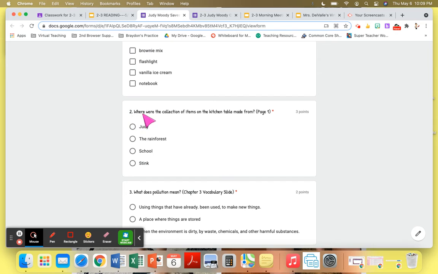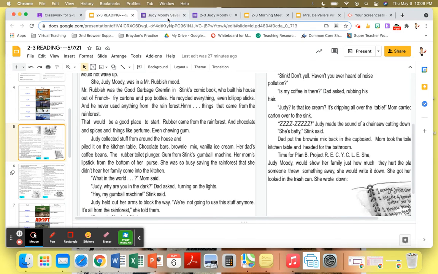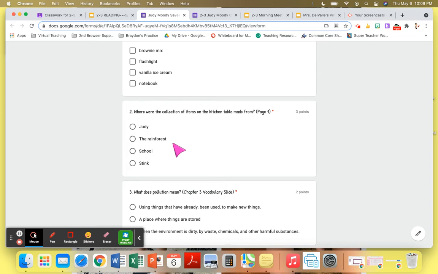Number 2, where were the collection of items on the kitchen table made from? Again, this is from page 1. Judy was collecting all of these items for a reason, because they were all made from the same place. We actually did this question together. So where were they made from?